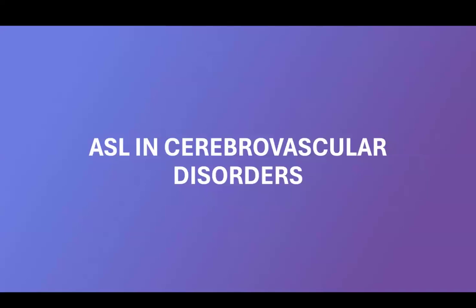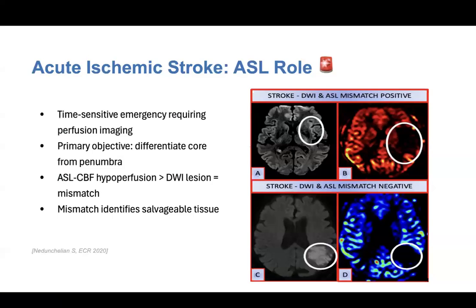So we'll go one by one in neurological disorders. First is cerebrovascular disorders. In acute ischemic stroke, the guideline based approach is doing a CT perfusion, or if CT perfusion is not available, we can go for MR perfusion. But in some patients, we cannot give contrast agents because they might have contrast allergy or their renal function is very poor. In those cases, we cannot go for contrast perfusion imaging. In those cases, we can use ASL for assessment of the perfusion deficit.